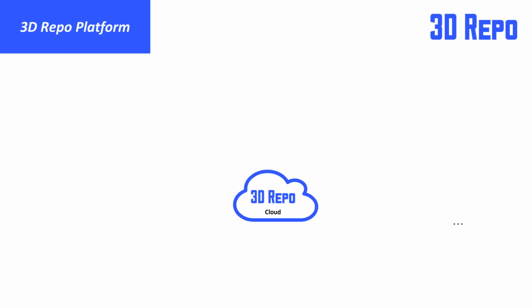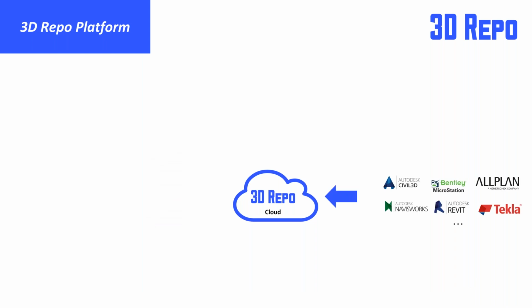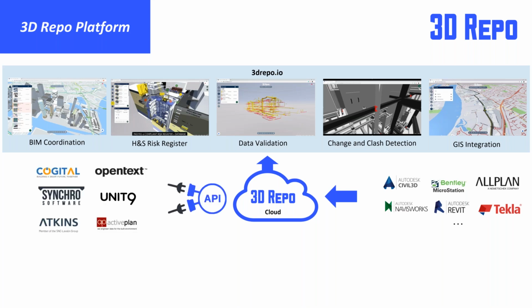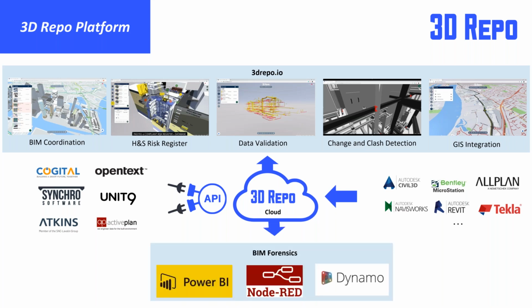So how does our platform actually work? On the right-hand side, you can see various file formats from different design authoring tools that are all compatible with 3D Repo. Those are uploaded into the cloud. Through there, you can optimize them through BIM coordination, health and safety risk register through Safety Base, data validation, change and clash detection, and GIS integration. We have an open API, so this means other software companies can easily integrate into 3D Repo or build custom software solutions on top of us. And we can also link our data to external data analytical tools such as Power BI, Node-RED, and Dynamo.